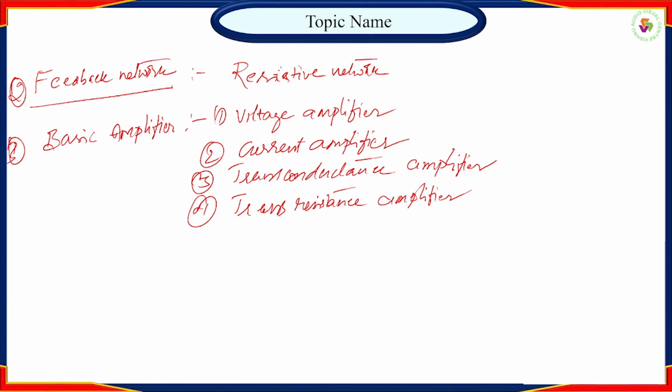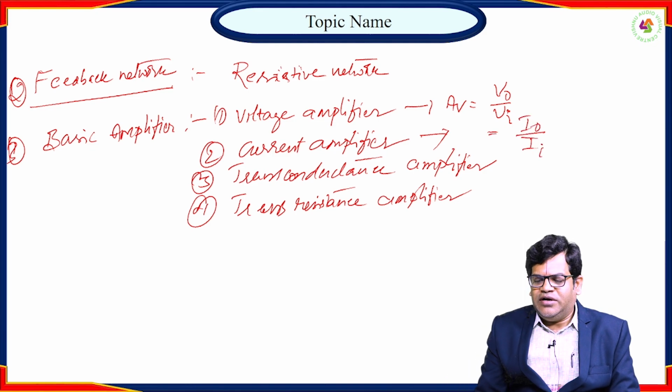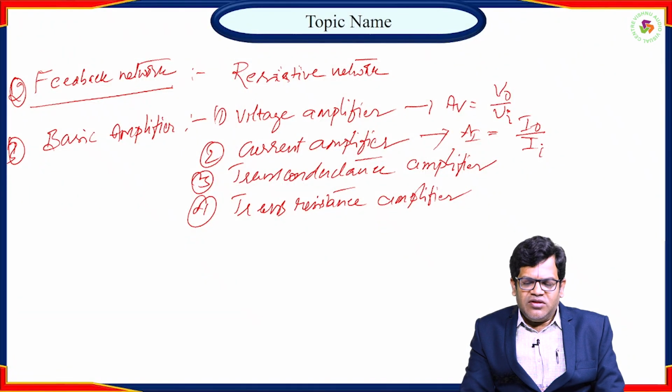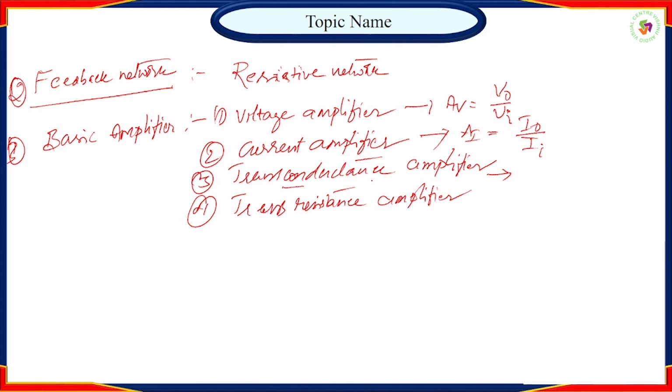So if the input is a voltage and the output is also a voltage, then the gain will be given as AV equal to output voltage by input voltage, and such kind of amplifiers result as a voltage amplifier. In the same lines, if the input is current, so this is Ii, and the output is also current, then you define that the gain expected will be the current gain. So the amplifier correspondingly will be the current amplifier. In the third case, we have the transconductance amplifier.